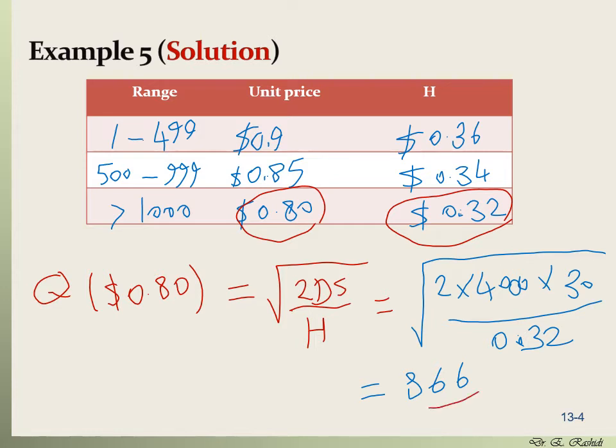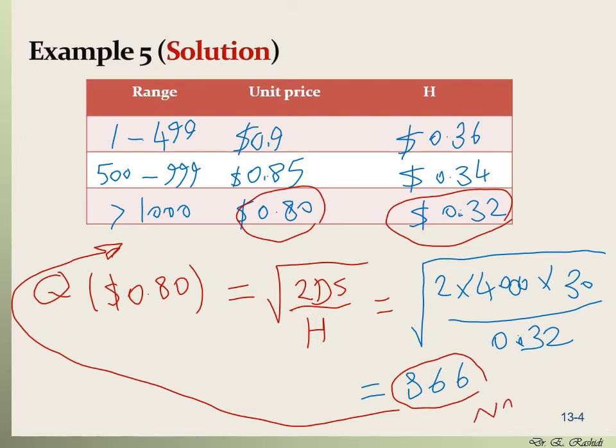So this is the quantity, but we need to check whether they get 80 cents each if they purchase a quantity of 866. We see if this actually matches here, which it doesn't, because to get the price of 80 cents, they need to purchase at least 1,000 or more. And 866 is not greater than 1,000. It's not within this range. So this is not feasible.